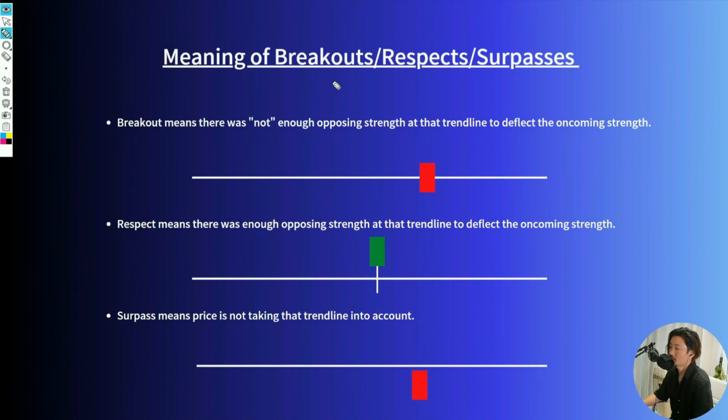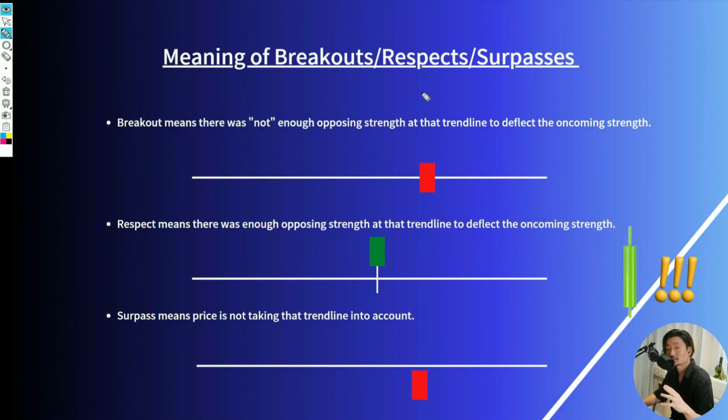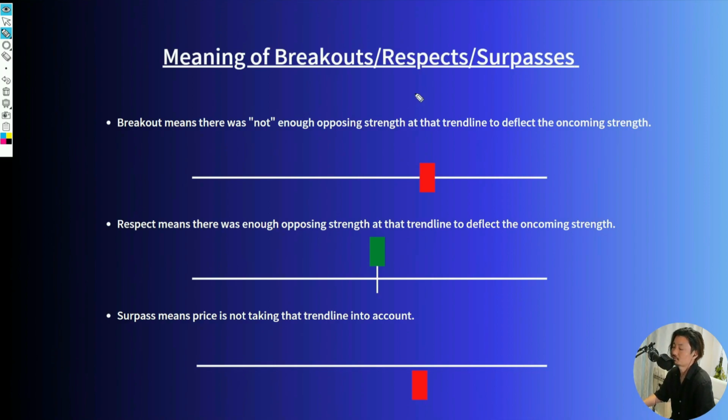Okay, so the meaning of breakouts, respects, and surpasses. When price comes in contact with support and resistance, there are basically three things that can happen. Right here we have three horizontal trend lines, all of which act as support. The first event that could happen is that if price comes from the top to the bottom to this horizontal trend line, price could break out. Or in other words, it could close under that horizontal trend line.